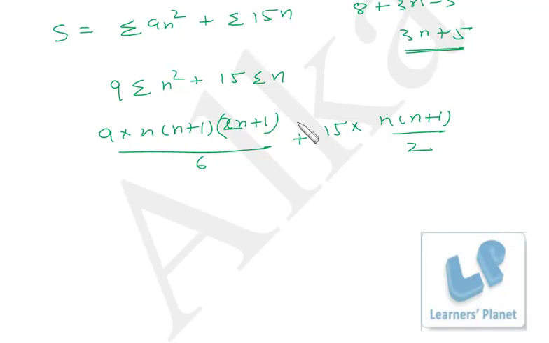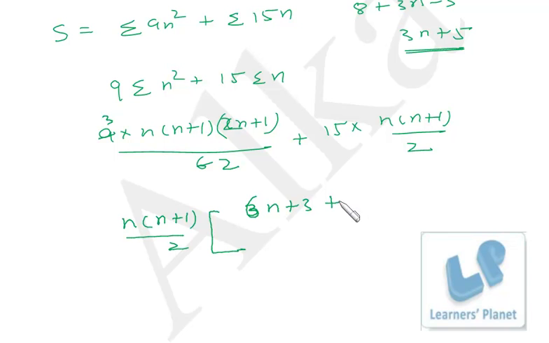Okay, now it can be simplified further. 3 3s are 9, 3 2s are 6. So you can see n plus 1 by 2 is common. Then we are left with 3 times 2n plus 1. 3 into 2n, that is 6n plus 3 plus 15. Okay, so n plus 1 by 2, 6n plus 18. Further you can take 2 as common and it can be cancelled. Okay, so that becomes very simple.